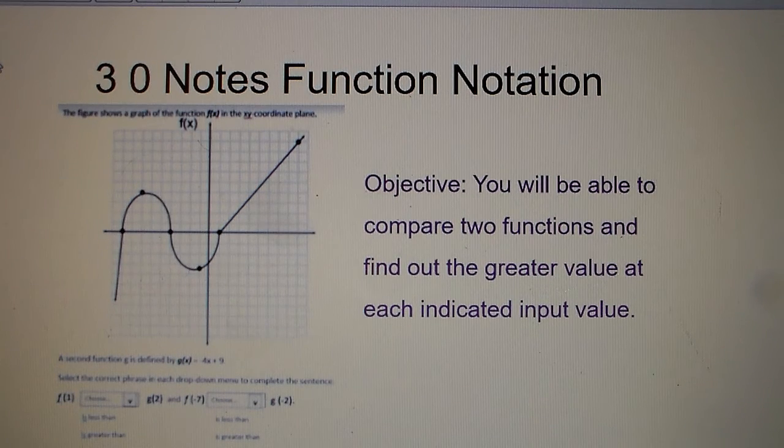Alright, this is 3-0 notes, function notation. Your objective: you'll be able to compare two functions and find out the greater value at each indicated input value.